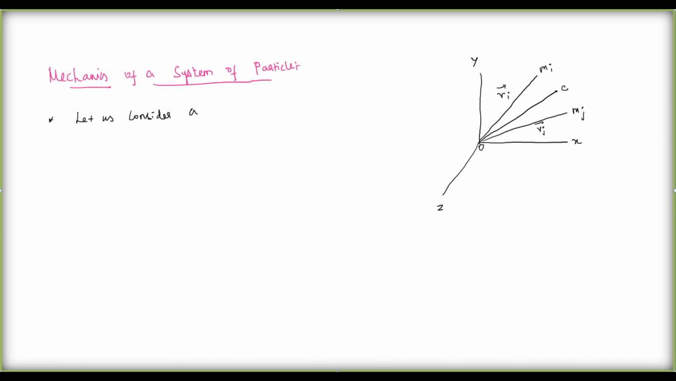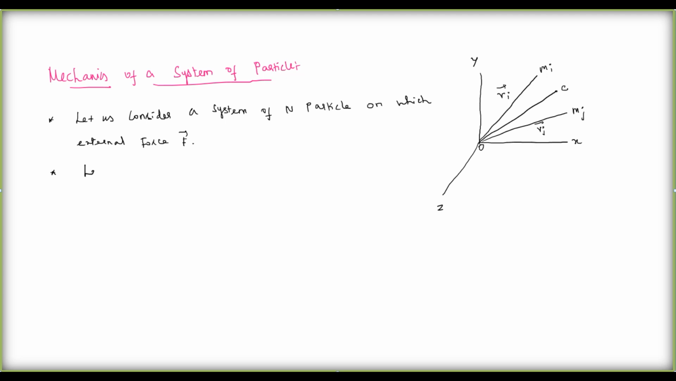So let us consider a system of n particles on which external force acts. So if you consider this as the system, we have to apply n particles by using external force. This is the first point.